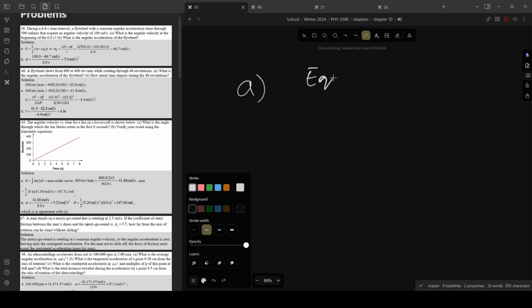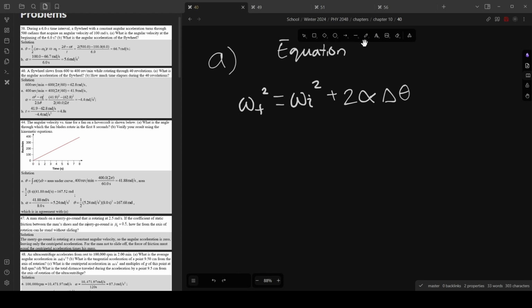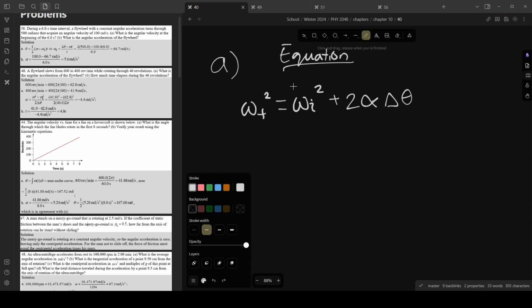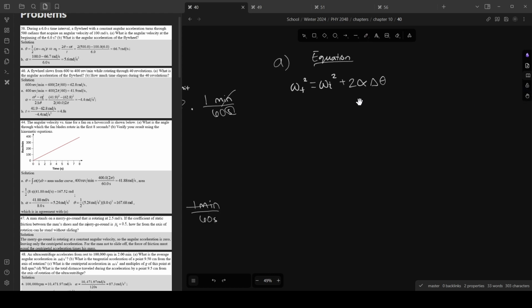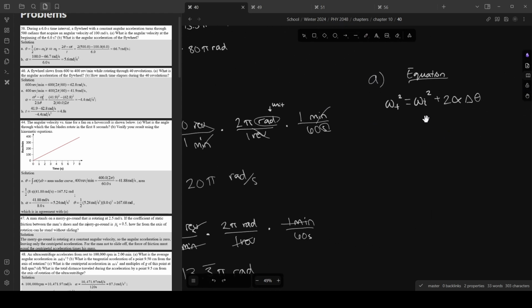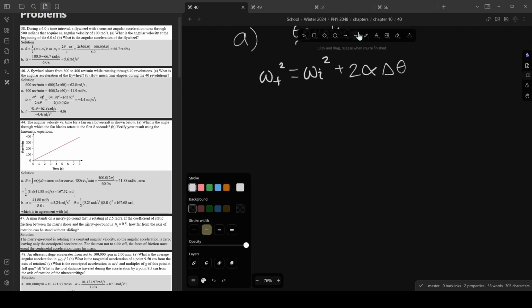So our equation is going to be the last one on the formula sheet. It's going to be omega final squared equals omega initial squared plus 2 alpha delta theta. So this is our equation. And yeah, all we have to do is plug in everything we have and solve for alpha. I'm going to do what I did last time though and isolate alpha first, so it's just straightforward.